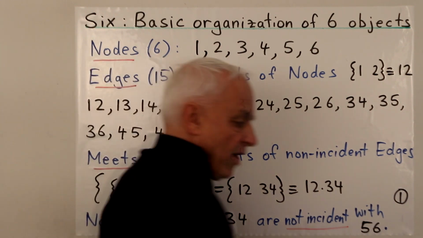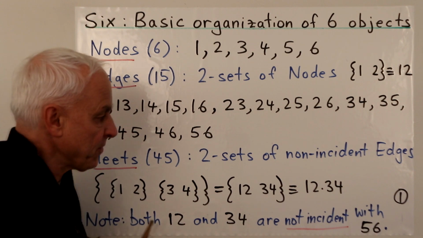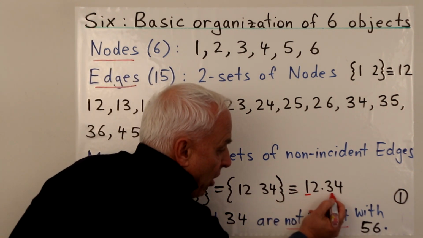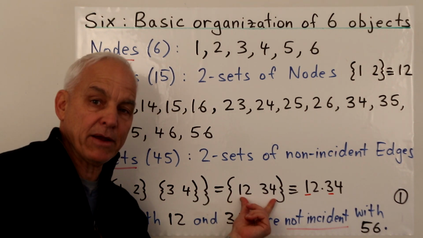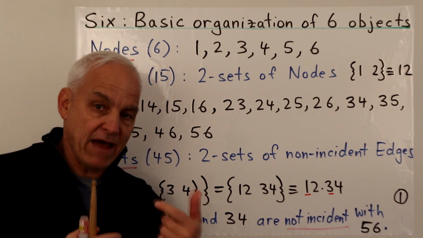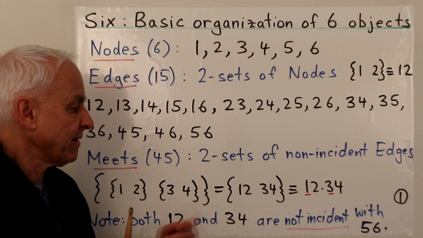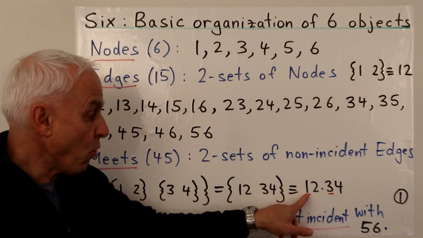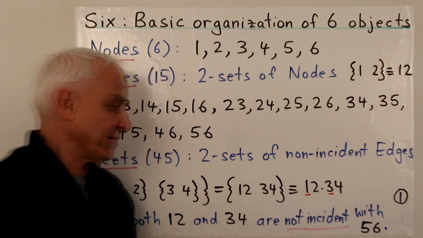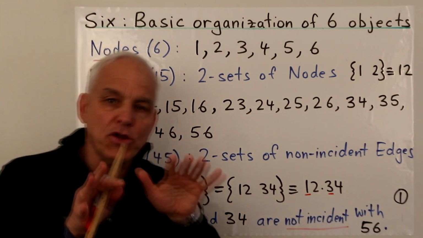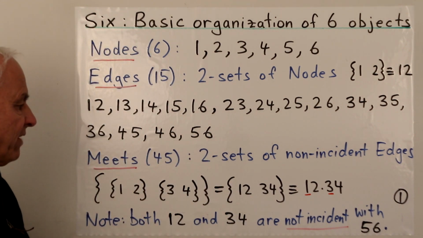Our convention here is that we're going to take these two edges and we're going to put the one that starts with the smaller number first. So we know these two edges by agreement are disjoint. That means they don't have any common nodes. So amongst the four, there's a smallest node in this ordering. In this case, 1. So we put the edge with the 1 to the left and the other edge to the right. When we do that, we get a canonical representative, a unique way of writing a given meet.